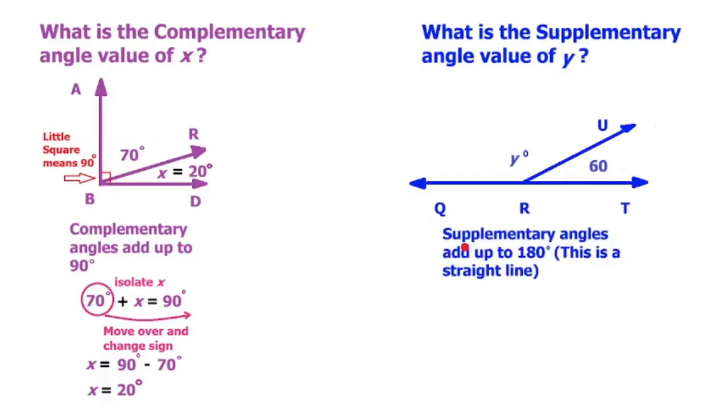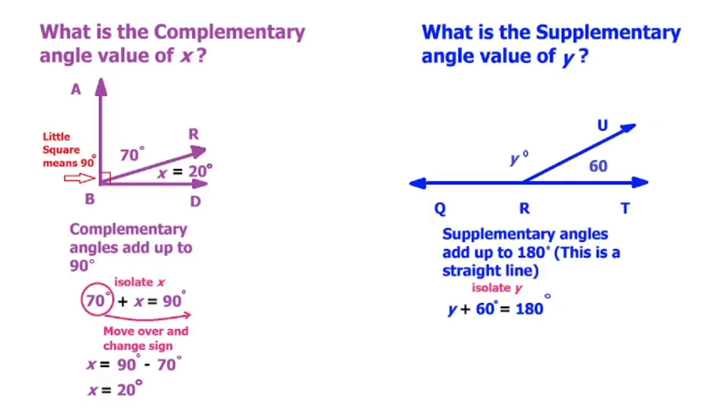So now if we come to this side, the supplementary angles. Supplementary angles add up to 180 degrees. This is a straight line. So we could see this straight line. So these two angles will add up to 180 degrees. So we know that y plus 60 degrees equals 180 degrees.